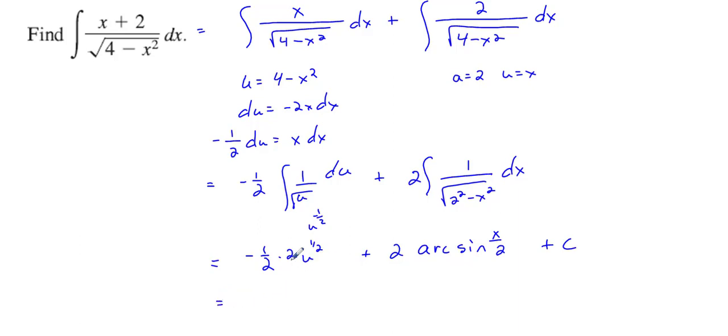Okay, let's substitute back in for u. Negative half times 2, that's a negative 1. Square root of whatever u was. u was 4 minus x squared. Okay, so square root of 4 minus x squared plus 2 arc sine of x over 2 plus c.